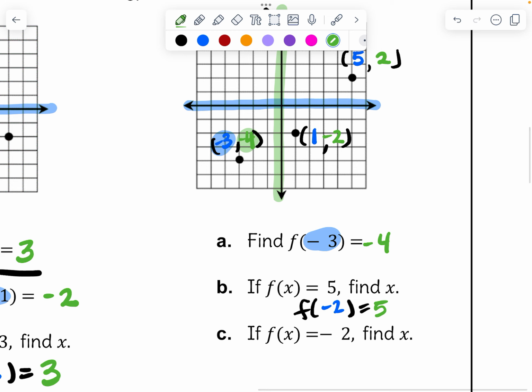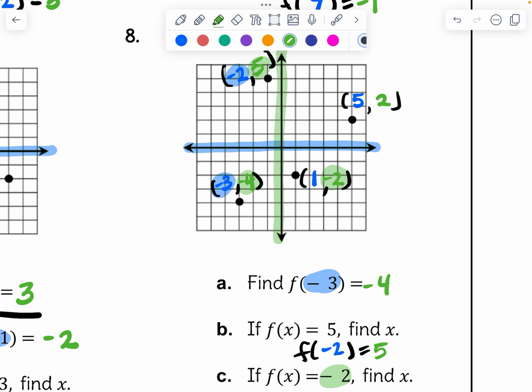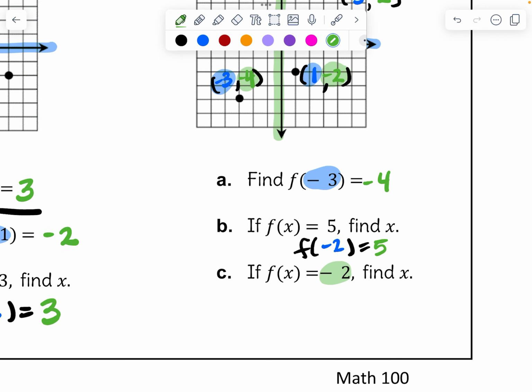If f of x equals negative 2, find x. So where the y value is negative 2, the x value is, or sorry, the x value is 1. So I'm going to say that f of 1 equals negative 2.